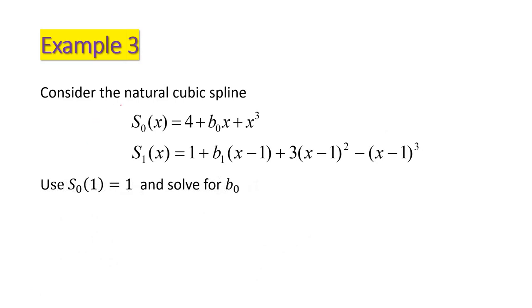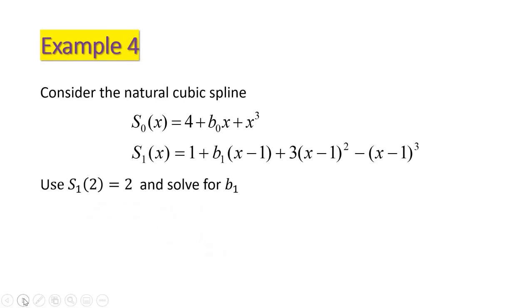The third example: consider the natural cubic spline S0(x) equals 4 plus B0 x plus x cubed, S1(x) is 1 plus B1 (x minus 1) plus 3 times (x minus 1) squared minus (x minus 1) cubed. Use S0(1) equals S1(1) and solve for B0. Then plug x equals 1 into S0. So you have 4 plus B0, plus 1 equals 1. Hence, B0 will be 1 minus 5, which equals negative 4. Right? 1 minus 5. B0 equals negative 4.